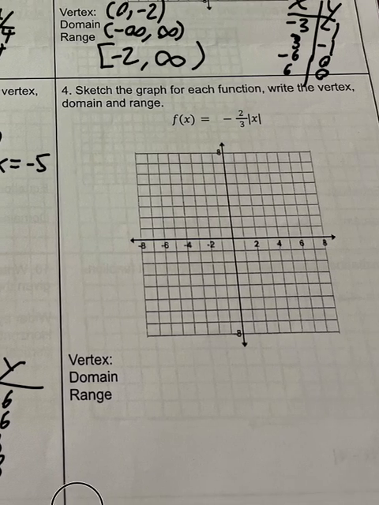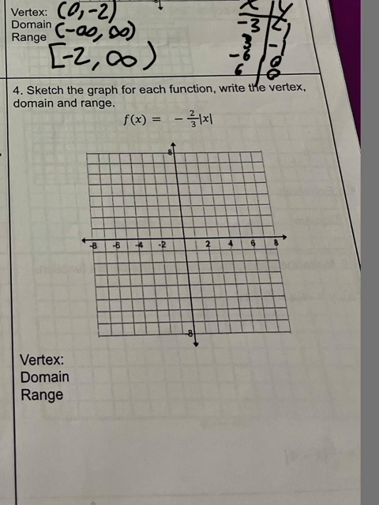So moving on to question number 4. We have f of x is equal to negative 2/3 times the absolute value of x. So right away I know this graph is going to open downwards since the coefficient is negative. Look at that sign right there. Alright, so it's going to look like that.